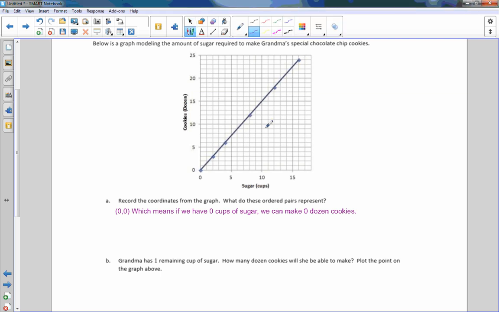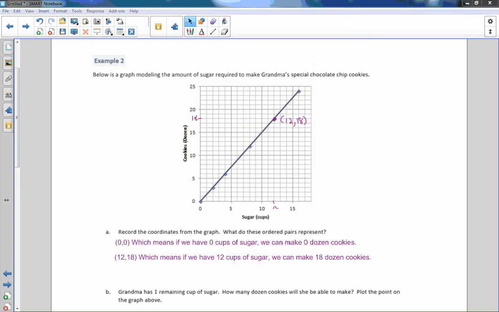It says several, but I'll just do 2. I'm going to pick this point right here, just randomly, and this is the point 12. And if I slide over here, it's right here, 15, 16, 17, 18. So this is the point, x is 12, comma, y is 18. And so I'm going to say what that means here. And there you have it, 12, comma, 18, which means if we have 12 cups of sugar, we can make 18 dozen cookies.